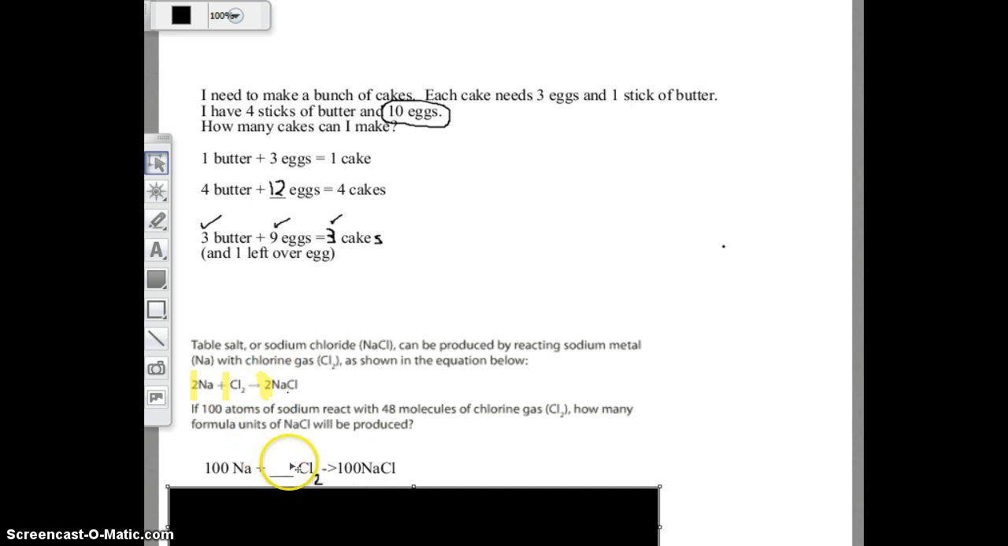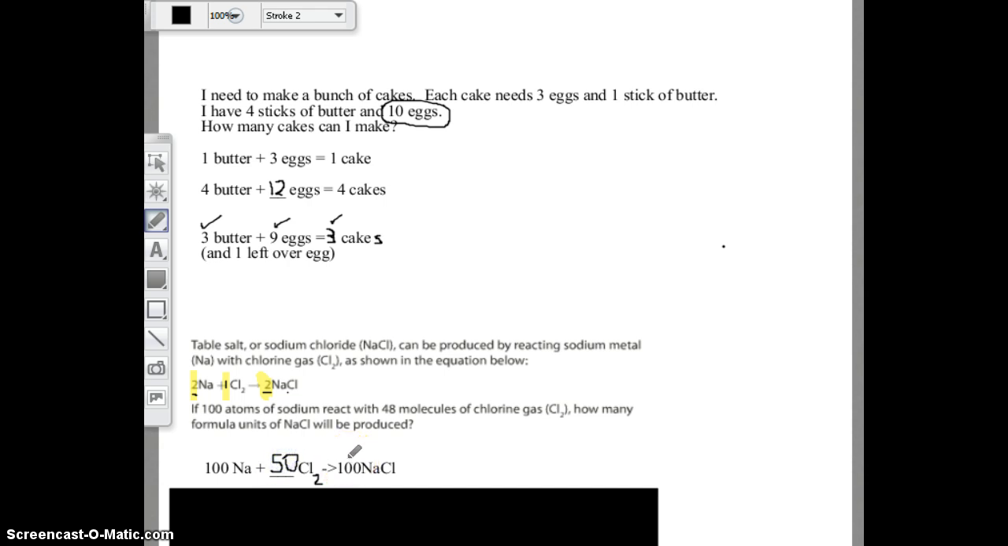Now I need to know, how much chlorine would I need? Well, it's half as much, right? So I have 2, 1, 2, and I need half as much. So it'd be 100, and then 50, and then 100.